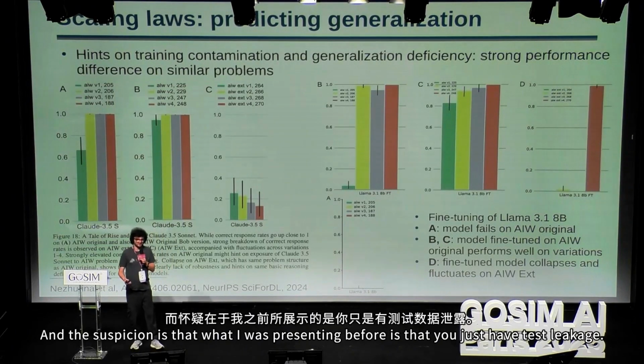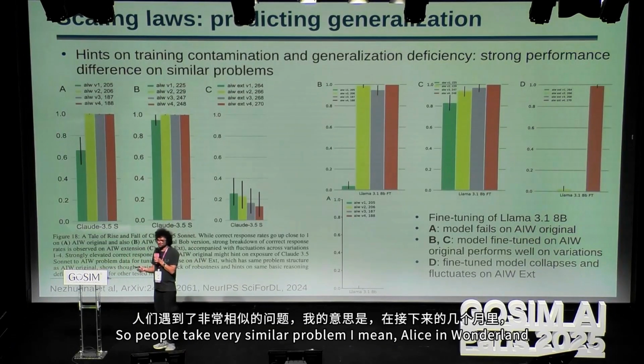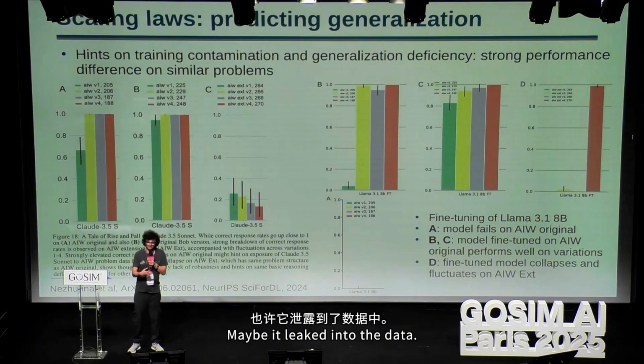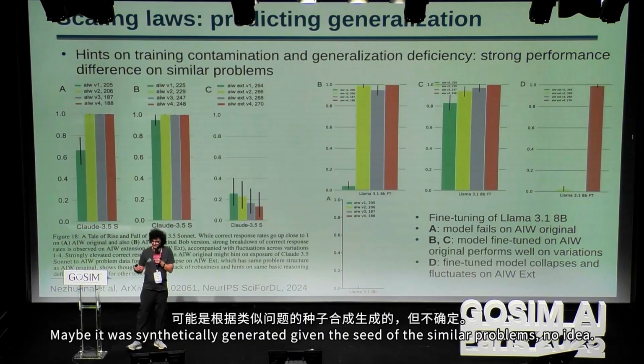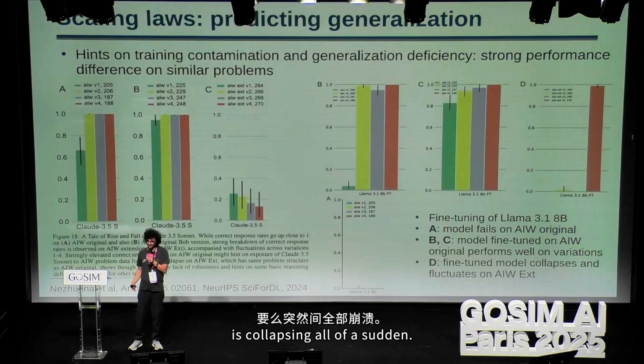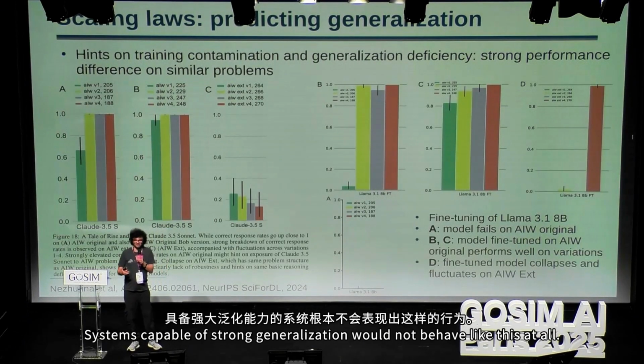And the suspicion, as I was presenting before, is that you just have test leakage. People take a very similar problem. I mean, Alice in Wonderland problems were available for some months afterwards. Maybe it leaked into the data. Maybe it was synthetically generated given the seed of similar problems. No idea. But you have here a situation where a very similar problem type is either solved almost fully or is collapsing all of a sudden. So this is not generalization. Systems capable of strong generalization would not behave like this at all.